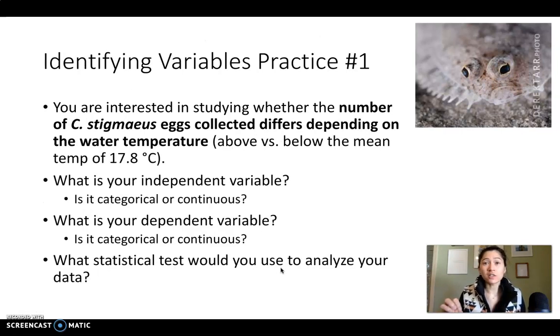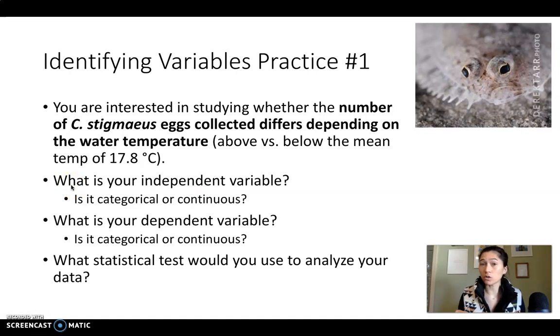So now let's move on to getting some practice with identifying variables given a certain research question and scenario. So we'll do 3 of these similar types of practices in this video. So here's the scenario here, that first bullet point. So we'll use the same scenario we just used. So you are interested in studying whether the number of eggs collected differs depending on the water temperature. And again, we're specifying above or below the mean temperature is how we're going to be looking at the water temperature.